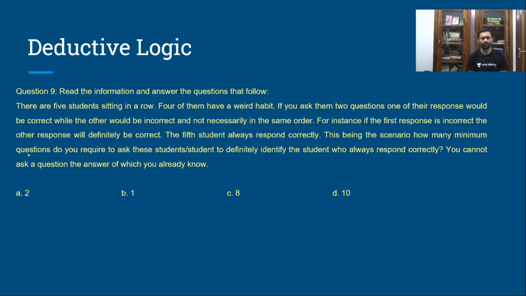Five students. Four of them have a habit: when asked, one of their responses is correct, while the other is not necessarily. So if you ask me, will tomorrow be Friday? One of my responses would be correct. Don't know the order, which one is correct. But if the first one is incorrect, the second is correct.